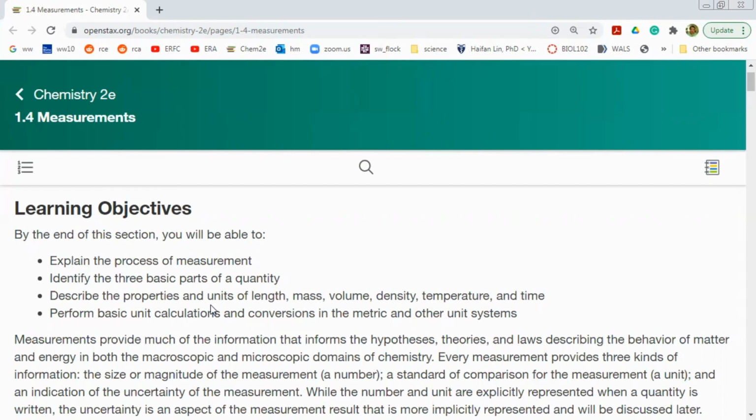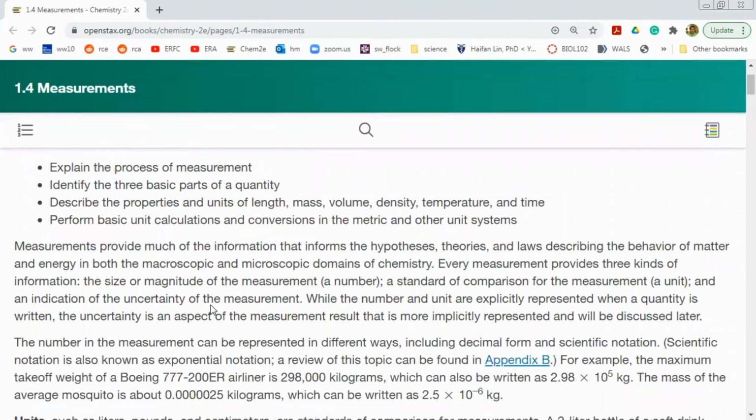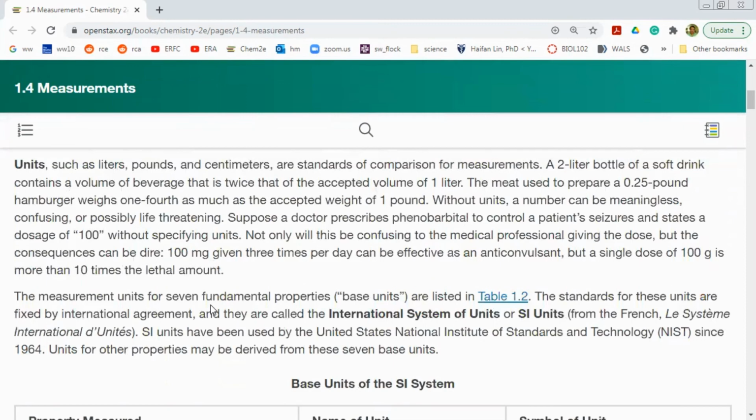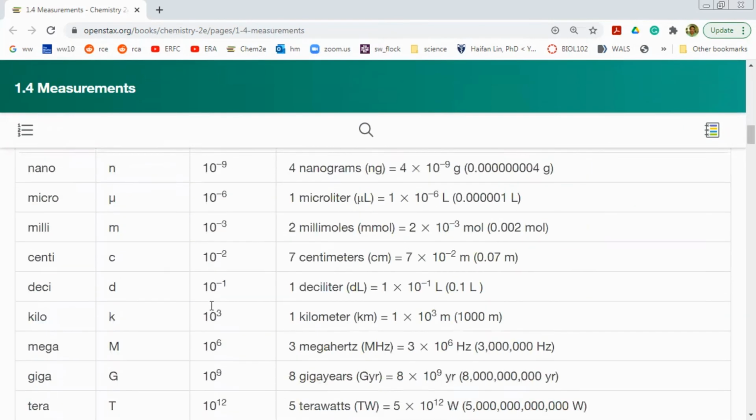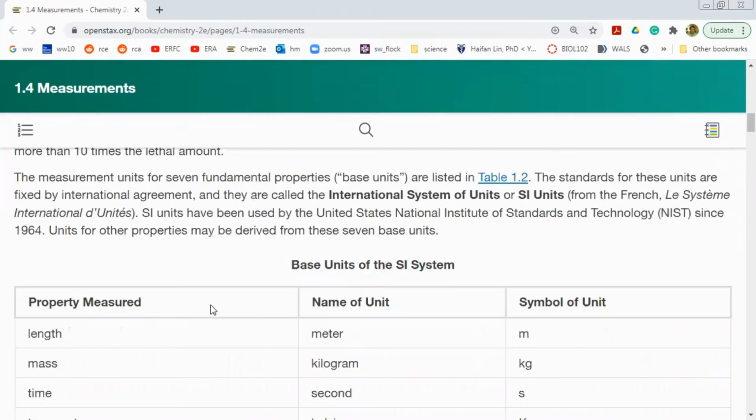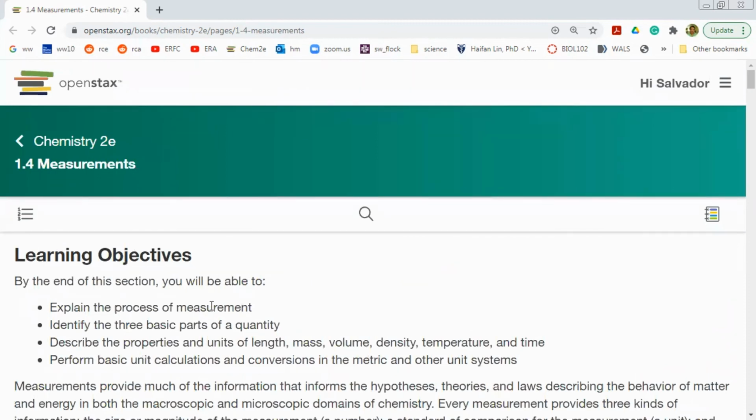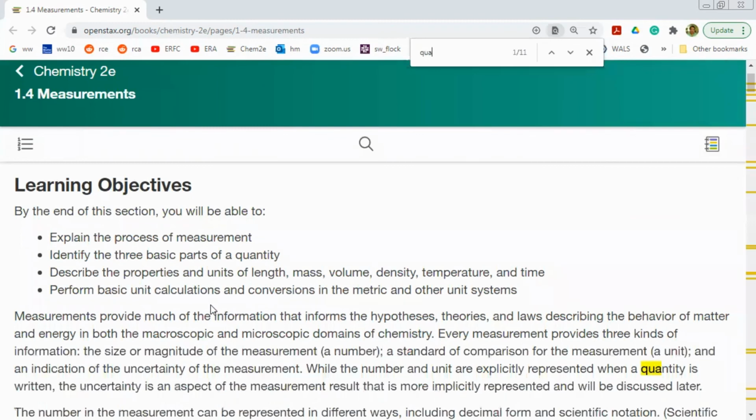I don't think they actually explained the process of measurement. I'm sorry. And what are the three? Identify the basic parts of a quantity. Okay, every measurement provides three kinds of information: the size or magnitude of the measurement, a number, a standard comparison for the measurement. You see, I don't think they need to say that. They just have to say unit, not a standard comparison for the measurement. I'm sorry. All they have to do is just say a unit, and I think people can figure it out. And an indication of the uncertainty of the measurement.